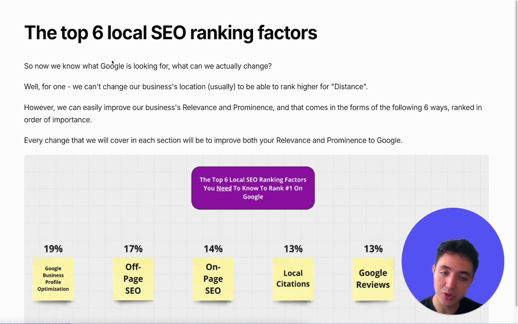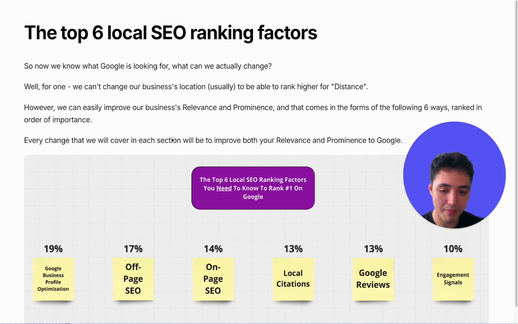So now that we know what Google is looking for, we can actually look at what we need to change, right? So like I mentioned, we can't change our Google business location, so we can't rank higher for distance. However, we can improve our business's relevance and prominence, right? And that comes in multiple ways.